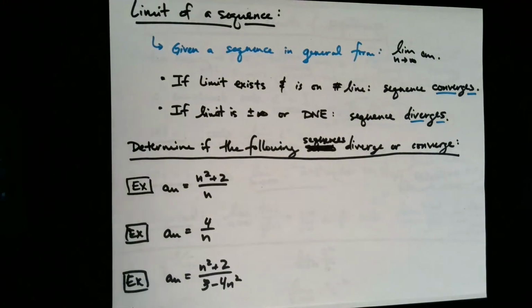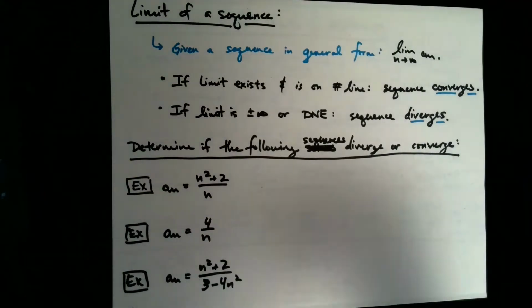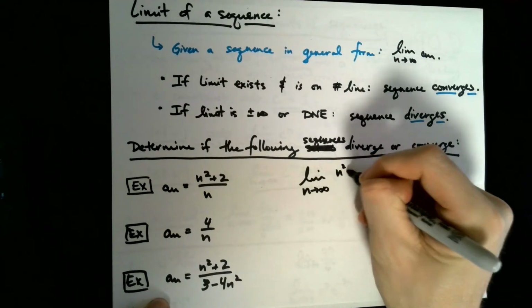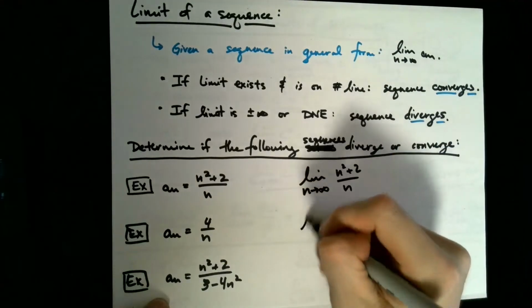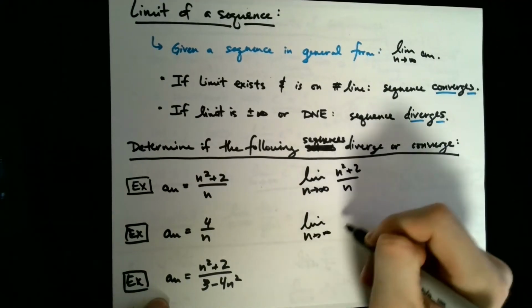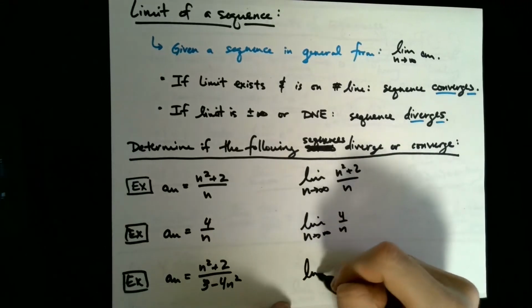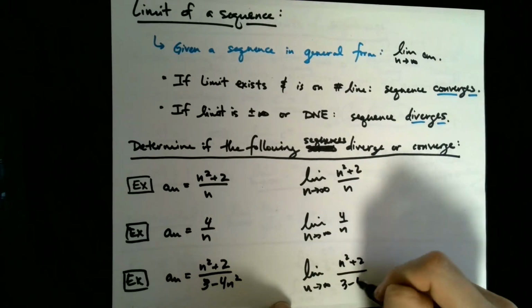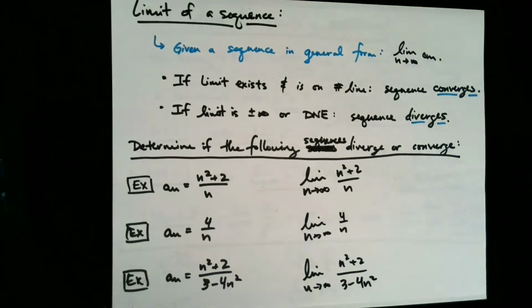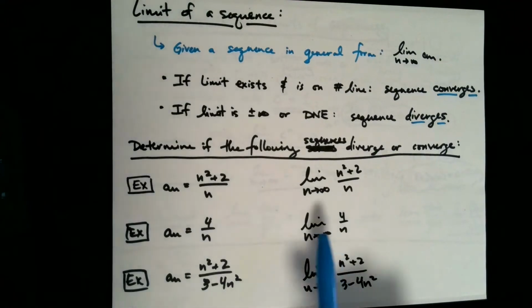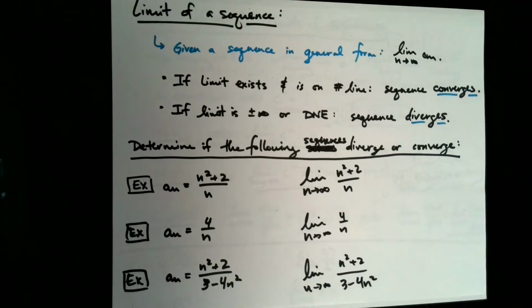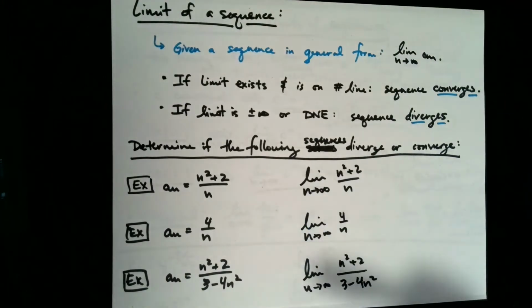So when you inspect these three examples, let me write it out here. Limit as n goes to infinity of (n squared plus 2) over n. The next one is the limit as n goes to infinity of 4 over n, and the next is the limit as n goes to infinity of (n squared plus 2) over (3 minus 4n squared). Even as we write these out, and bring these sequences in their general forms into the form of a limit to compute, these are basically Calc 1 problems.